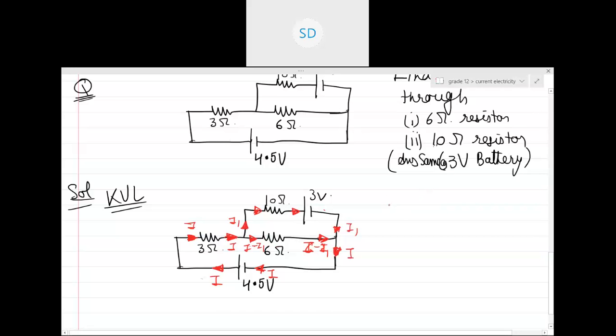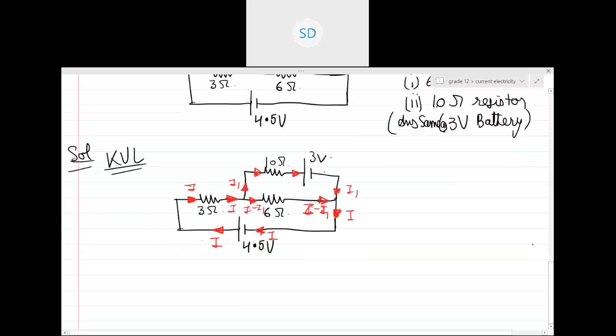So anyways, once this is done, then what to do? Choose the loops. Let's talk about this loop. I'm not writing the name of this loop. So tell me, what if I apply the loop? We are going like this, in which direction? Clockwise. Okay, so let's move.